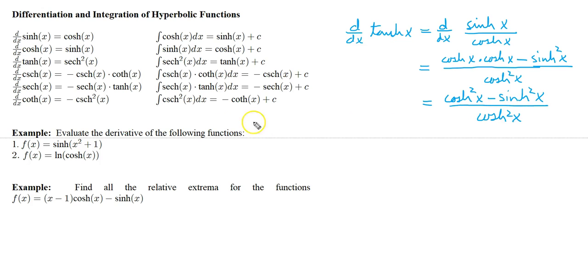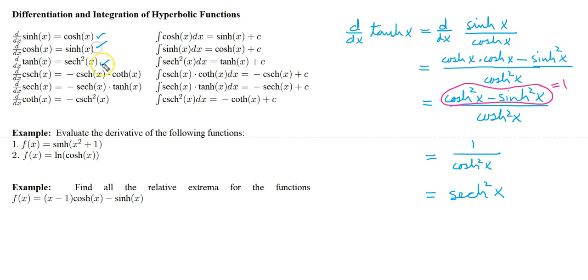and remember from our hyperbolic identities, the numerator here is equal to 1, and so we end up with 1 over cosh squared. That's just the hyperbolic secant squared of x, because 1 over cosh is the hyperbolic secant. And there you go, we've just proven this one. So once you have these two proven, you can easily prove all of the other ones just by using quotient and product rules as needed.